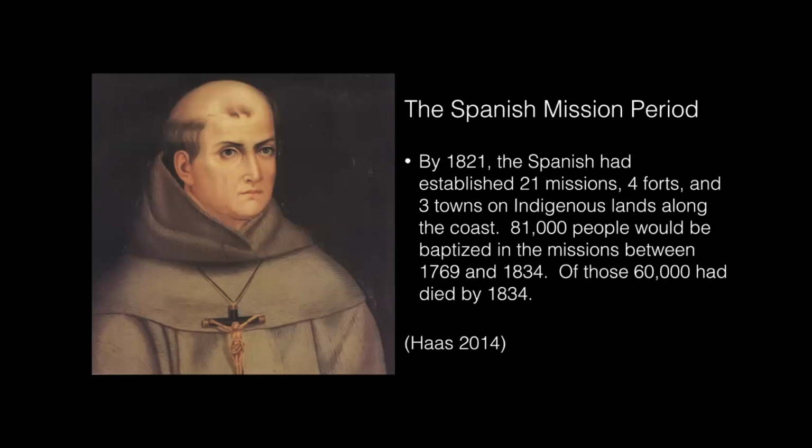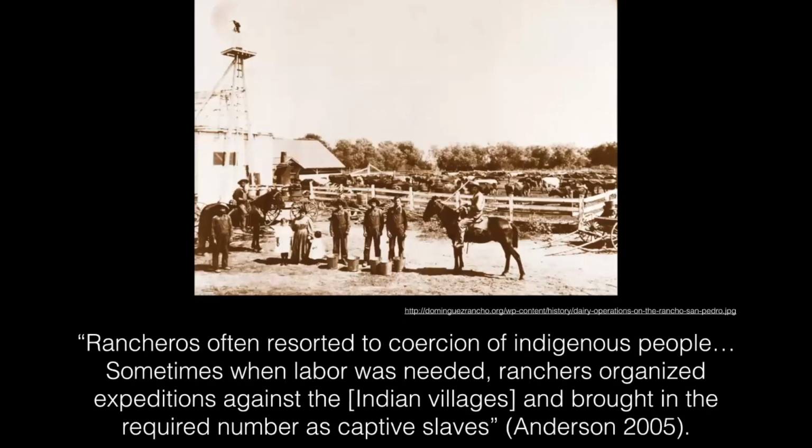In addition to the Spanish mission period, there was also a brief Mexican period here. And this was a time when the Mexican government gave out these huge land grants to Mexican farmers and ranchers. The land grants were anywhere between 20,000 and 200,000 acres. And labor was needed to run these ranches.